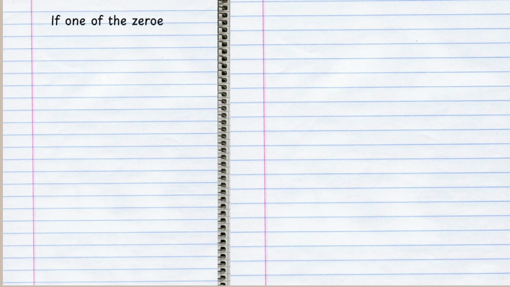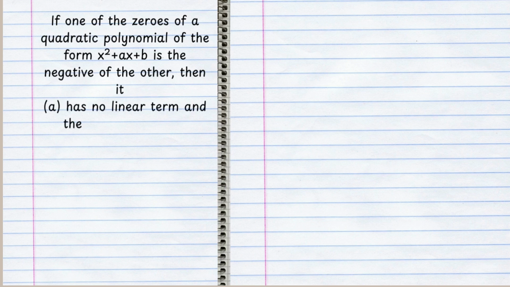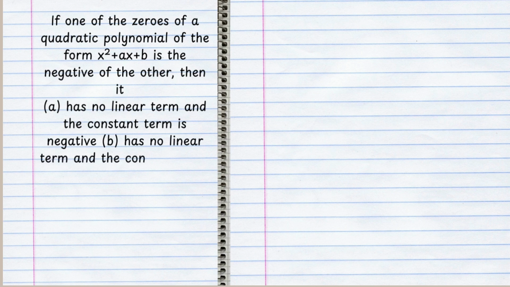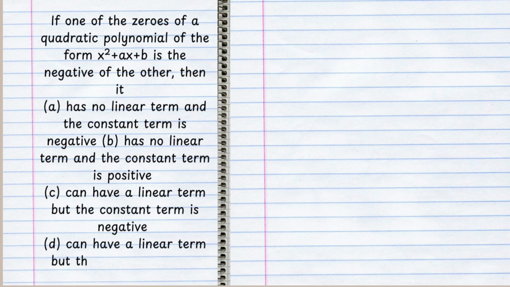If one of the zeros of a quadratic polynomial of the form x² + ax + b is the negative of the other, then it has no linear term and the constant term is negative. Option B has no linear term and the constant term positive. Option C can have a linear term but the constant term is negative. And option D can have a linear term but the constant term is positive.